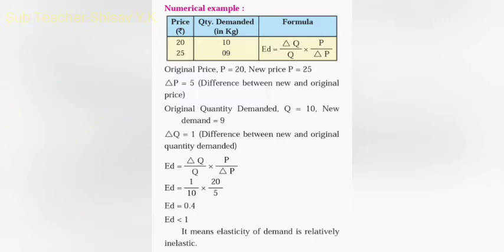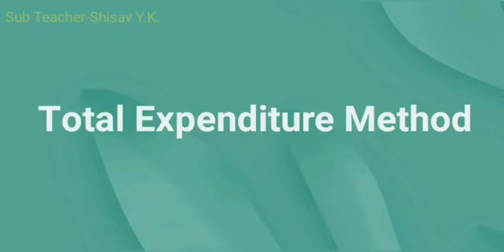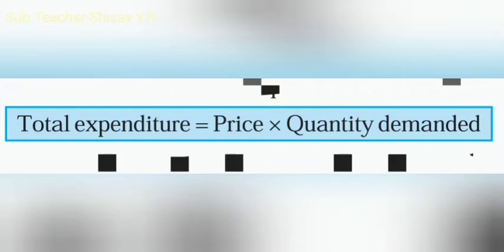Okay students, the second method of measuring price elasticity of demand is the total expenditure method. This method was developed by Professor Marshall. In this method, the total amount of expenditure before and after the price change is compared. Here the total expenditure refers to the product of price and quantity demanded. That means total expenditure is equal to price into quantity demanded. So students, this method is also called the total revenue method.